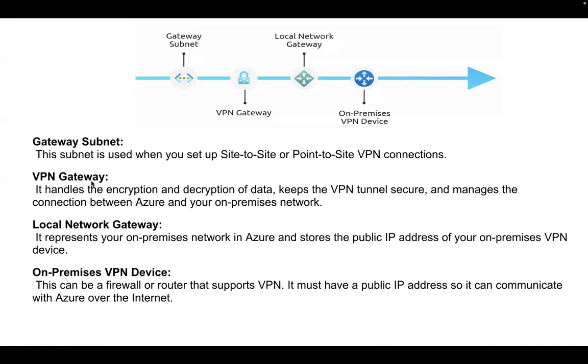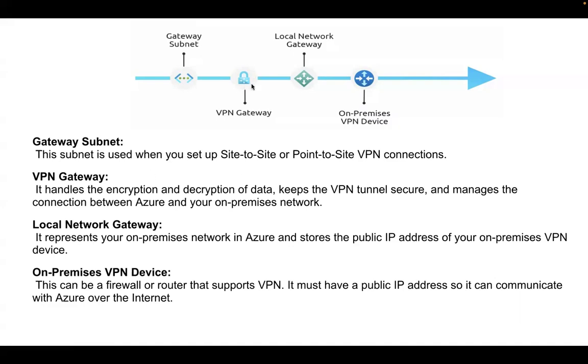And the VPN gateway is part of this. When you are configuring the gateway subnet, it will give you an option to select a VPN gateway. It is an integral part of the gateway subnet. It handles the encryption and decryption of data, keeps the VPN tunnel secure, and manages the connection between Azure and your on-premise network.